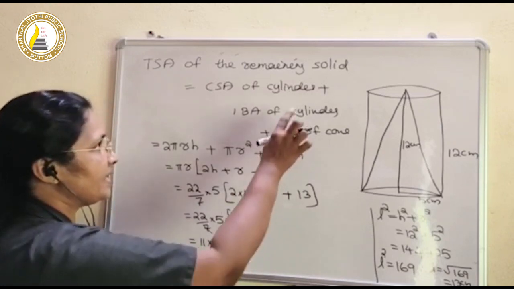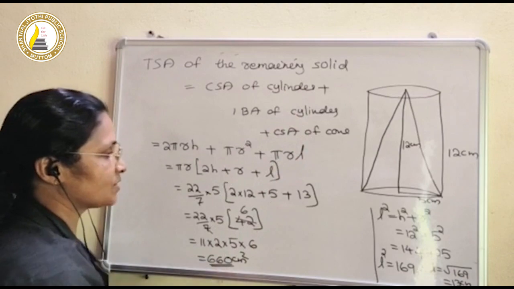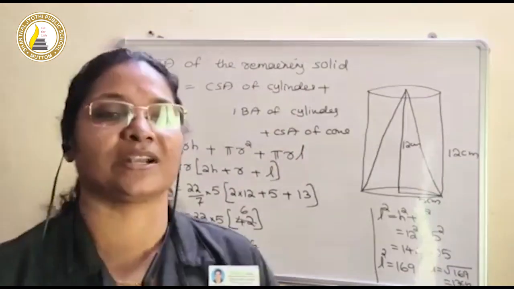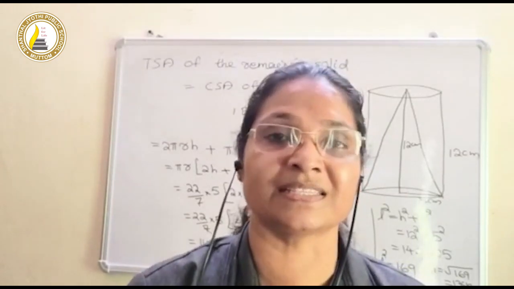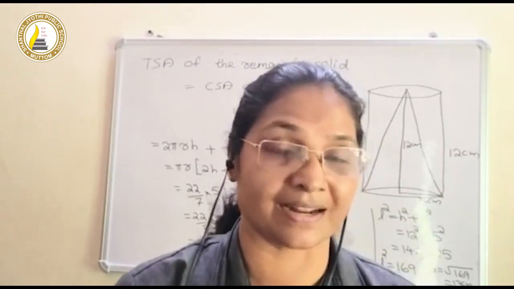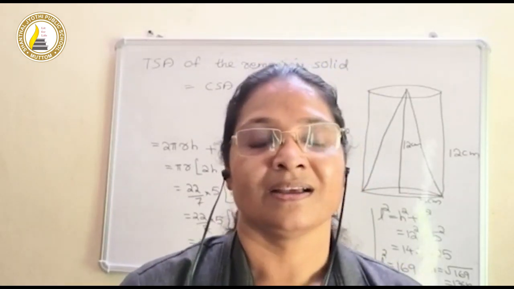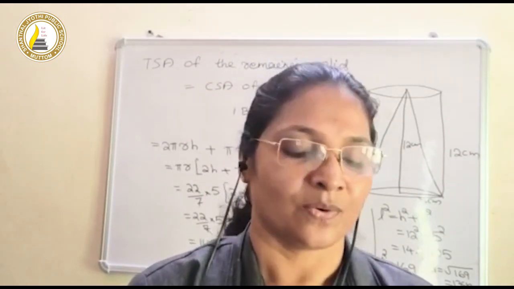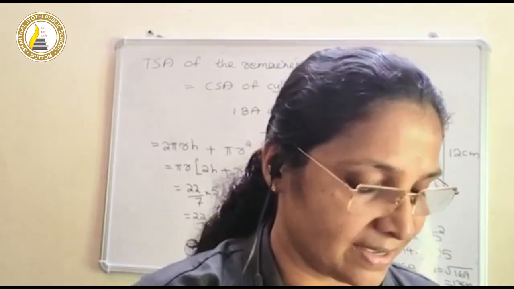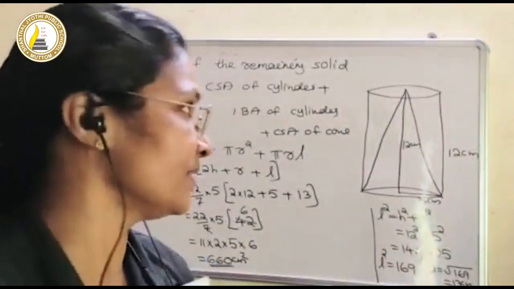What is the unit of area? Centimeter square. So, easily we got the total surface area of the combination of this solid as 660 centimeter square. Then, we can calculate the volume also. Volume of the remaining solid. Consider that also.